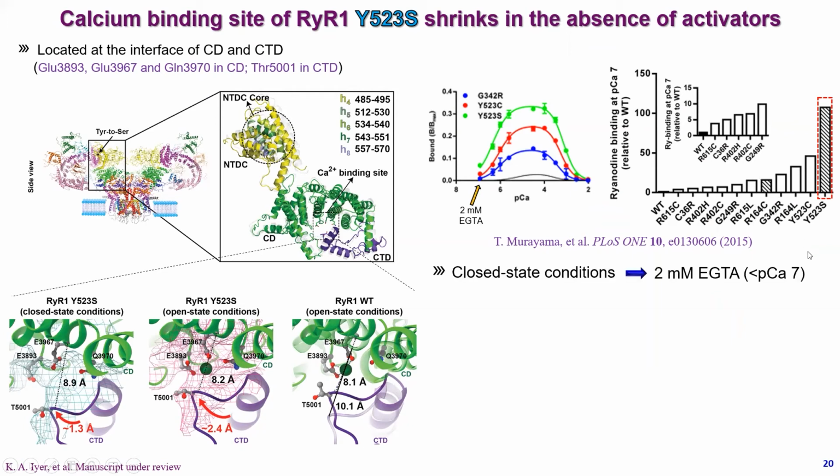Just as a reminder, we determined the structure of the mutant channel under closed state condition, that is 2 millimolar EGTA, and under open state condition, that is 1.5 micromolar calcium and 5 millimolar ATP.